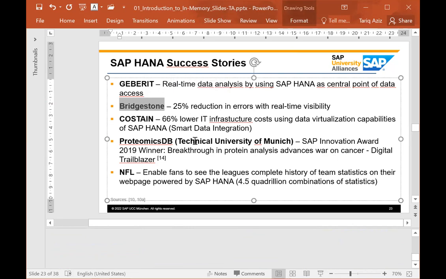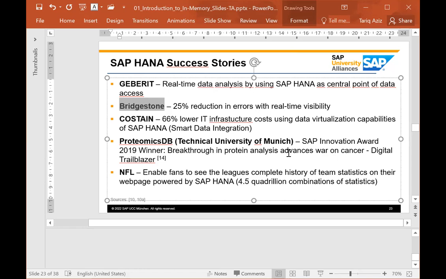We have another one. This is the University of Munich, in Germany. They did some analysis on proteins. This is a protein analysis. We have good proteins and we have bad proteins in our body. And those bad proteins cause cancers, or because of the cancer, we get some bad proteins. Now, doing the protein analysis is a very tedious job.